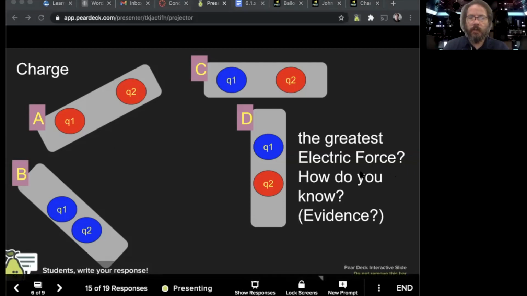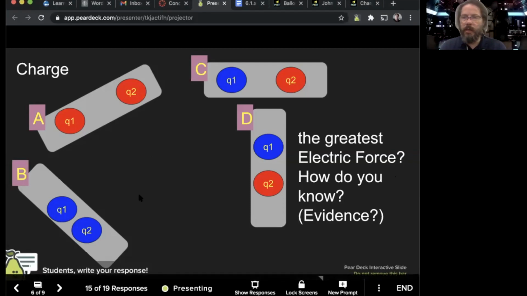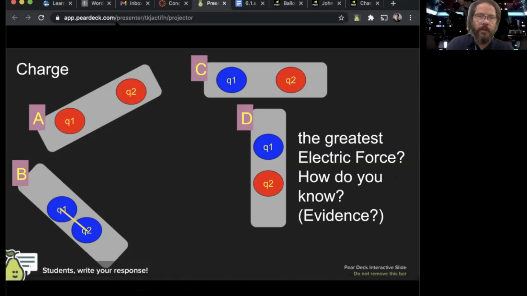All right, let's take a look. B is the correct answer because they are the closest together from the center of the charge to the center of the charge. It's a little harder to tell because they are in different orientations. This one is pretty close, but if I were to rotate it, this one is a little bit longer from center to center. This one is further apart, and then this one is the farthest apart.